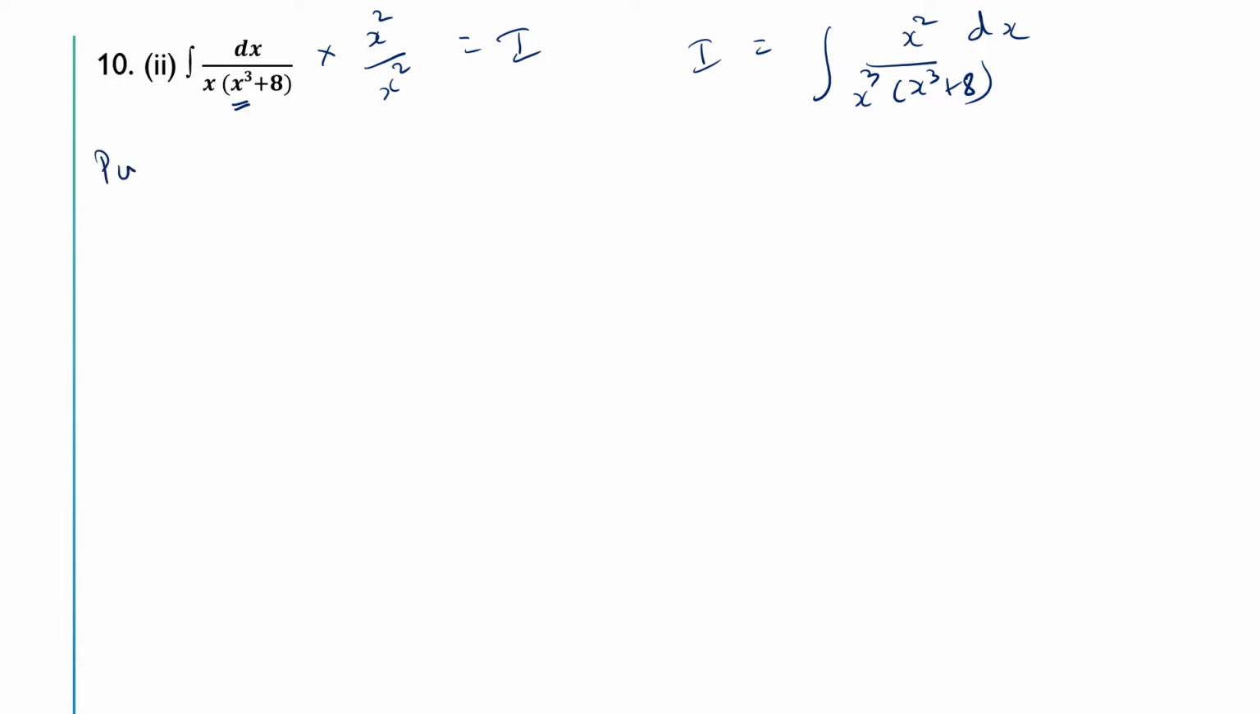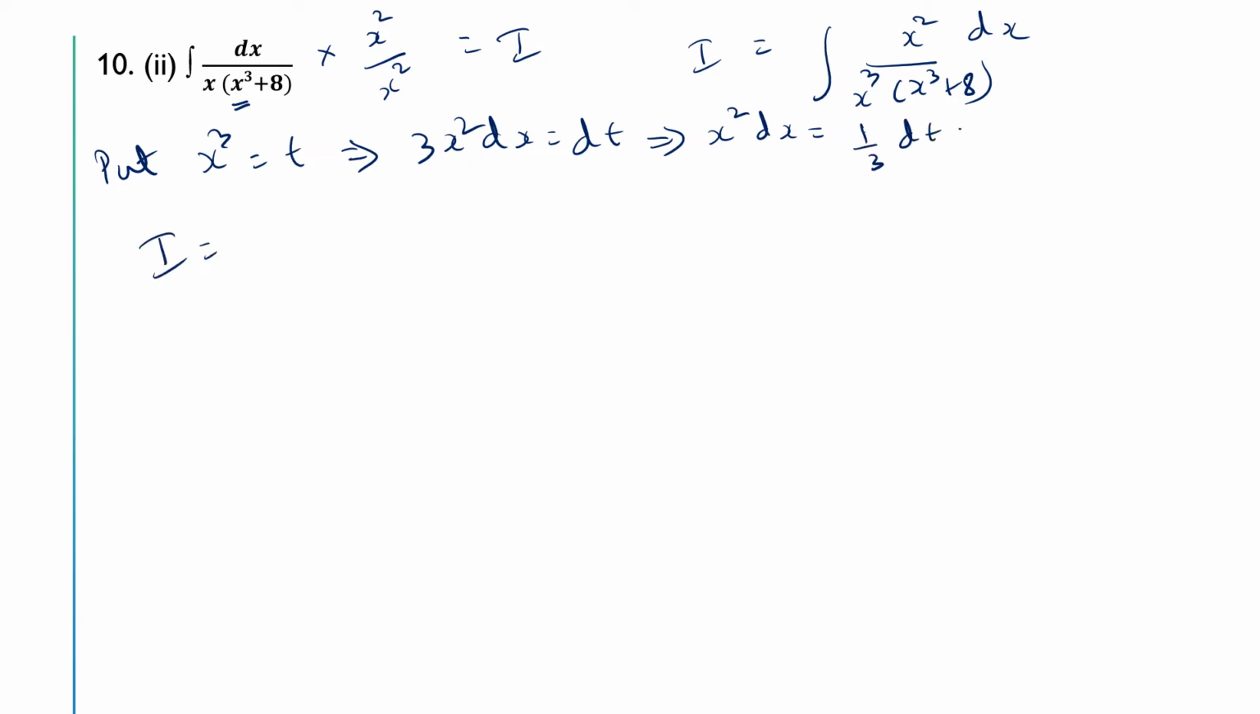So now we can do the substitution. Put x cube equal to t. If we differentiate both sides, we get 3x square dx is equal to dt, or x square dx is equal to 1 by 3 dt. So the given integral becomes, instead of x square dx, we can substitute 1 by 3 dt, and in place of x cube we can put t. So it is 1 by 3 integral dt by t into t plus 8.